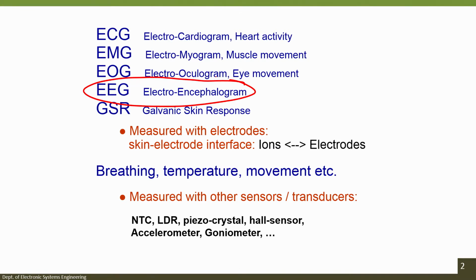Finally, there is another biopotential which is generated from the skin, and that is a resistance called galvanic skin response. It is measured generally with electrodes using the skin electrode interface, because of the exchange of ions between electrodes. We can also understand breathing, temperature and movement, and we can measure these with other sensors or transducers. To name a few, we have piezoelectric crystals, Hall sensors, accelerometers, LDR, etc.